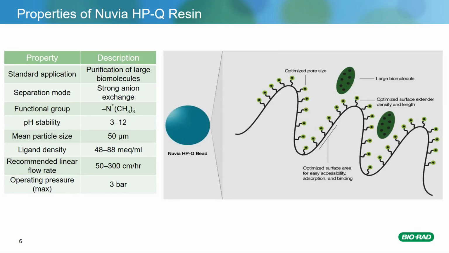Now I'm going to talk a little bit about the Nuvia HPQ resin. The standard application for this is the purification of large biomolecules. It is a 50 micron particle with large pore sizes. It was actually optimized to allow large biomolecules to enter the pores. This was done by having an optimized surface extender length and density, as well as optimized surface area for easy accessibility, absorption, and binding. So this was why it was felt that for oligonucleotides Nuvia HPQ would be the perfect resin.